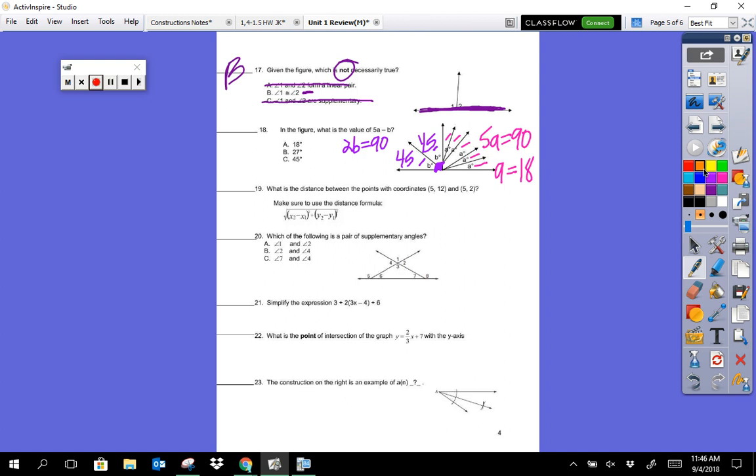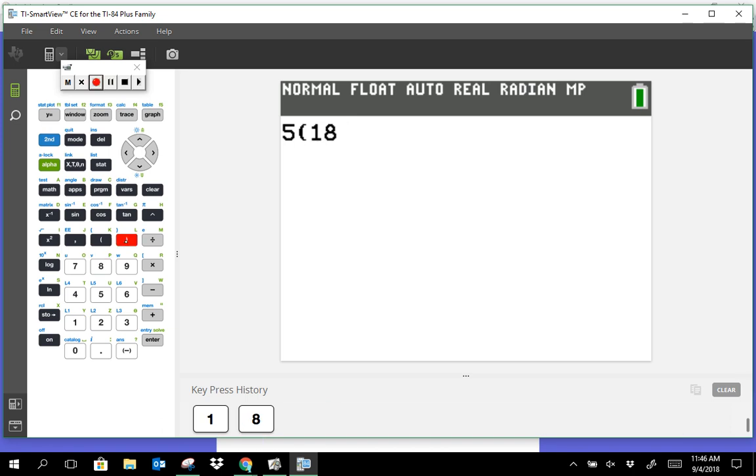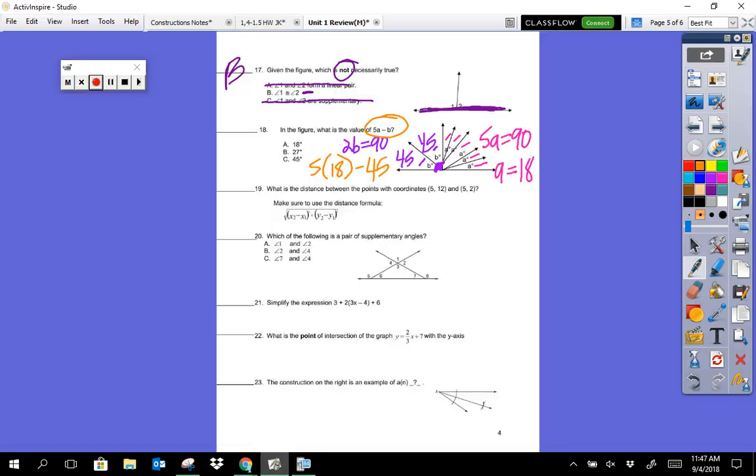Okay, now I'm just going to plug that into what they asked me to do. So 5A, so that would be 5 times 18, and then minus 45. Okay, and I'm just going to type that into my calculator. So 5 times 18 minus 45, and the answer here is 45.